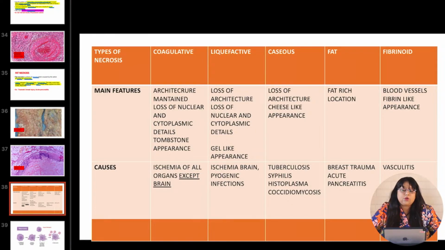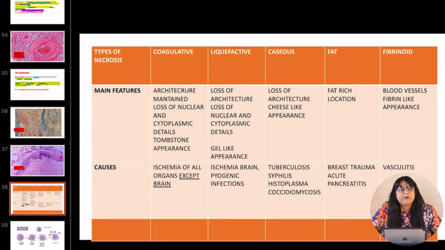The main feature of coagulative necrosis is that the architecture is maintained, but there is loss of nuclear and cytoplasmic detail. Again, I will emphasize, in coagulative necrosis, the architecture is always maintained, but there is loss of nuclear and cytoplasmic details. And this appearance is also known as tombstone appearance, or these cells can also be called ghost cells. And where do you see coagulative necrosis? It is mainly seen in ischemia of all organs except brain.